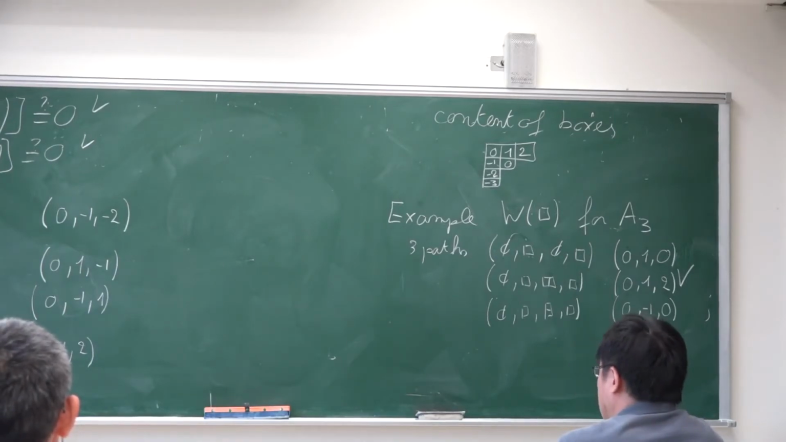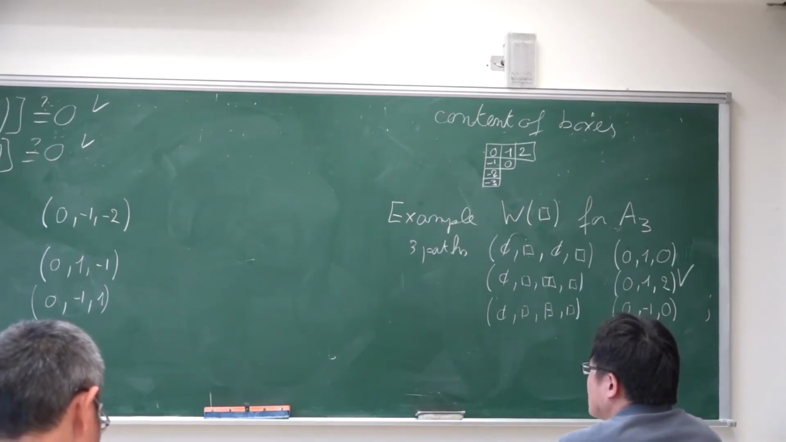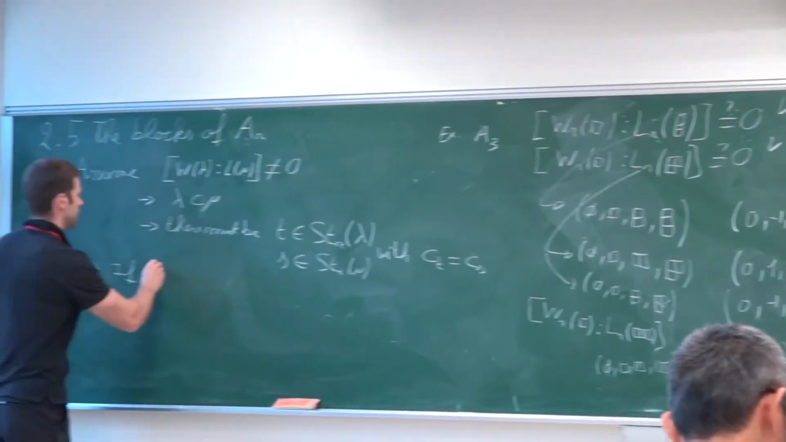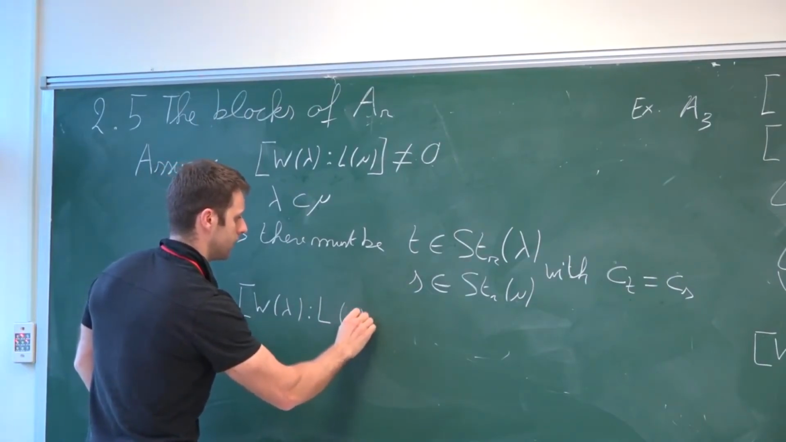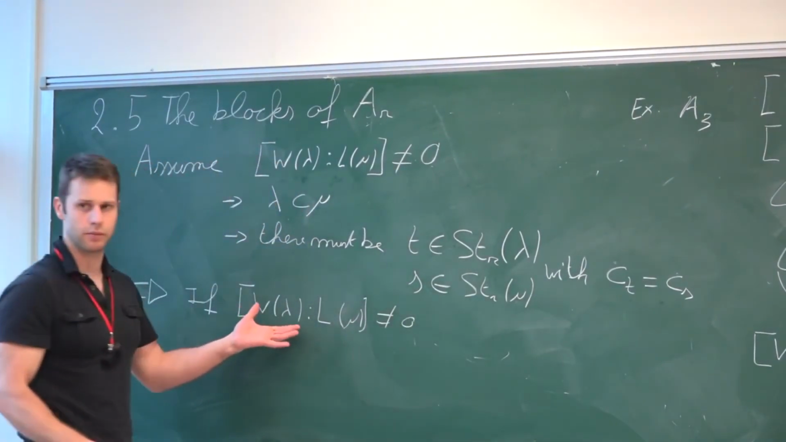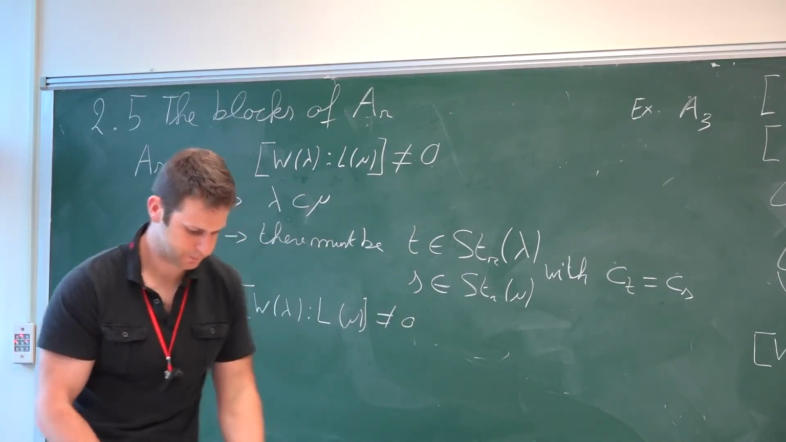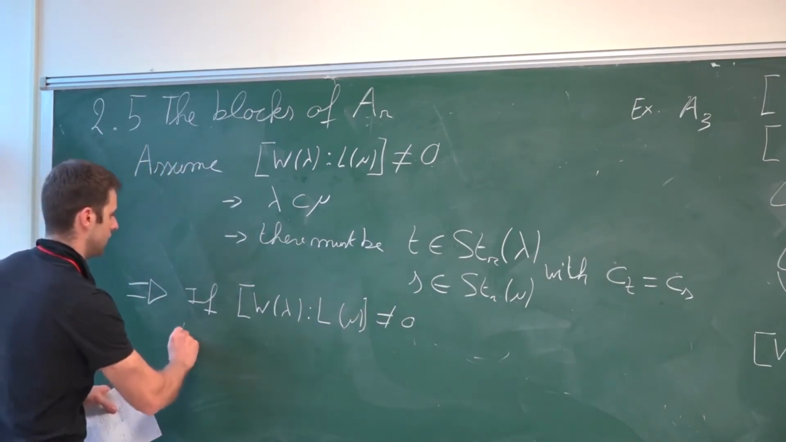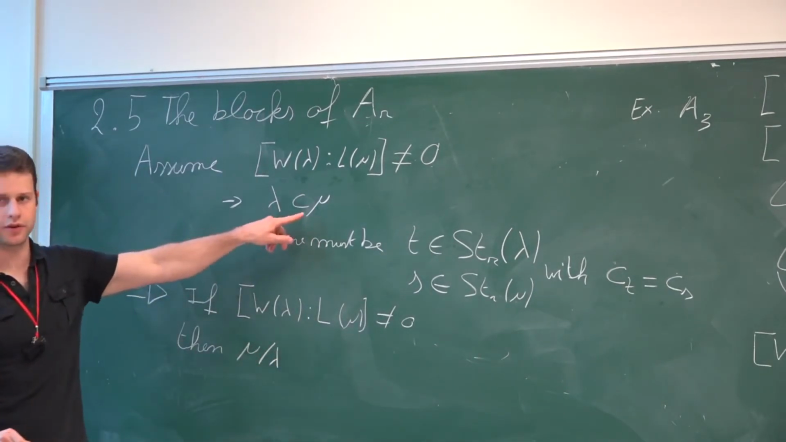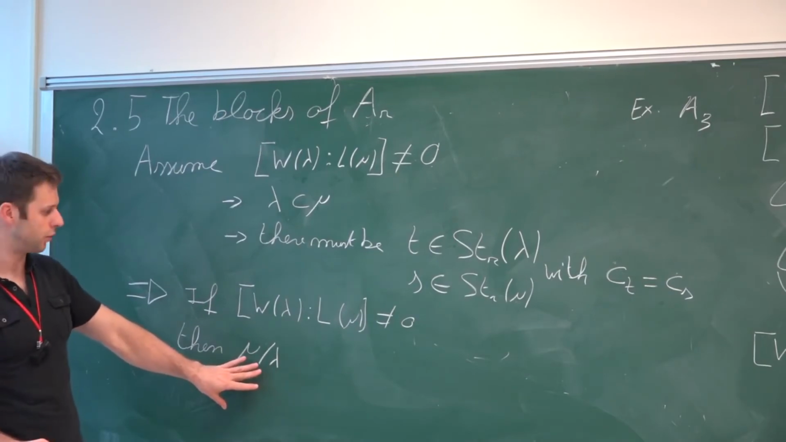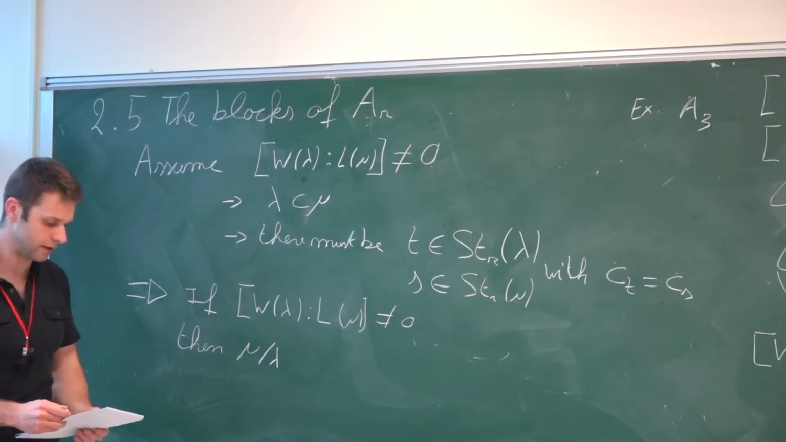So there is some rougher observation that we can make based on this. Namely the following. If there is some non-vanishing multiplicity, then this Q partition. So first of all, lambda is contained in mu, so I can look at this skew partition.